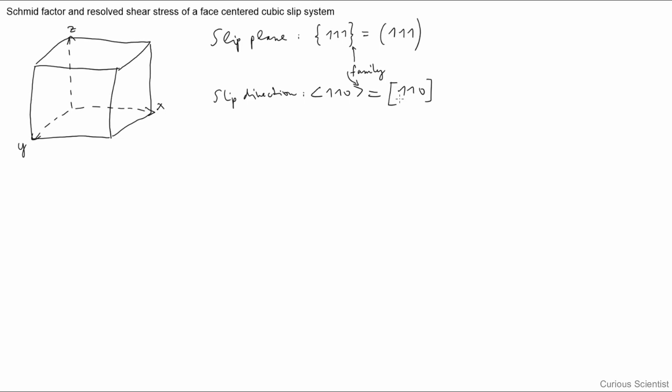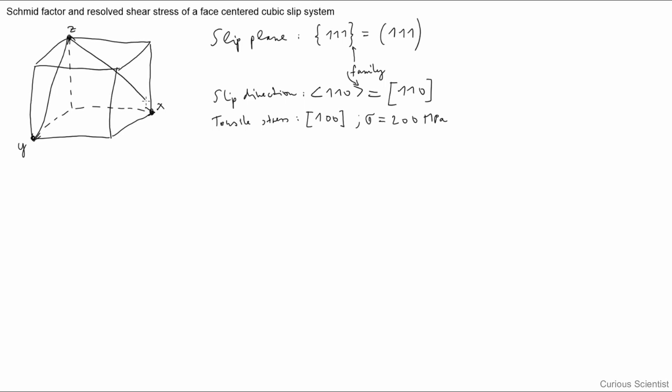And then we also have a tensile stress, and we know that it has a certain direction, [100], and also a magnitude, 200 megapascal, at least in our case. So the slip plane is (111), which, if you know the Miller indices, is very easy to identify, but basically we take 1, 1 and 1 on x, y, z and we connect those points.